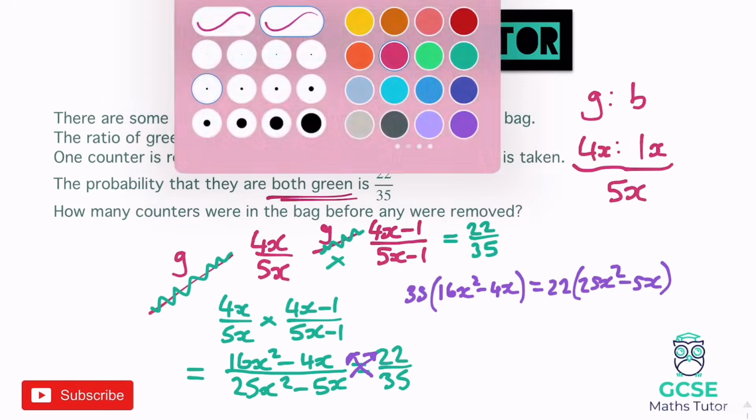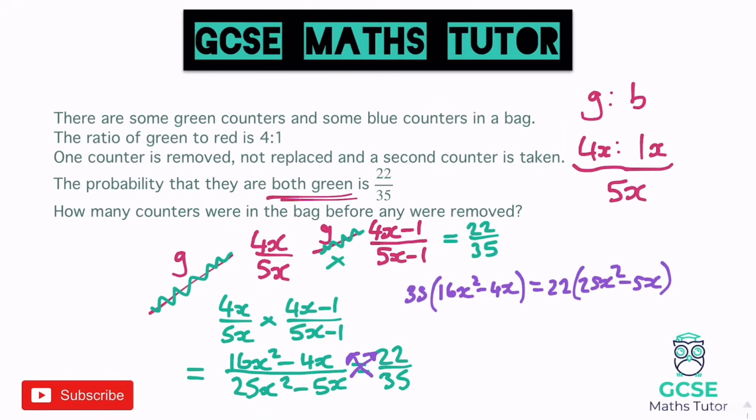Okay, so I've just cross multiplied there so I've got a single line equation. Now what I want to do is actually just remove these brackets. So I've got some quite big numbers in here. The one that you're going to do is not so big, but if I actually multiply these brackets out, 35 times 16 gives me 560x squared minus 4 lots of 35, which is 140, so minus 140x. And that equals 22 times 25, which is 550x squared, minus 22 times 5, which is 110x.